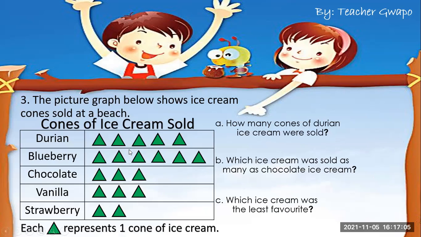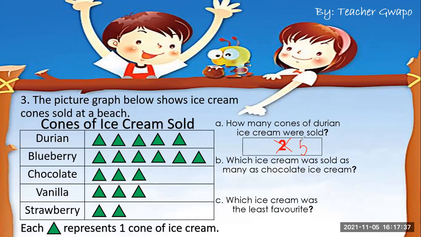The picture here shows ice cream cones sold at the beach. We have durian flavor ice cream, blueberry, chocolate, vanilla, and strawberry. Each triangle represents 1 cone of ice cream. So how many cones of durian ice cream? 1, 2, 3, 4, 5. Now, if I write here number 2, is this correct? Number 2 is not correct, so we will cross it out. The correct answer here is 5. So right here, number 5.